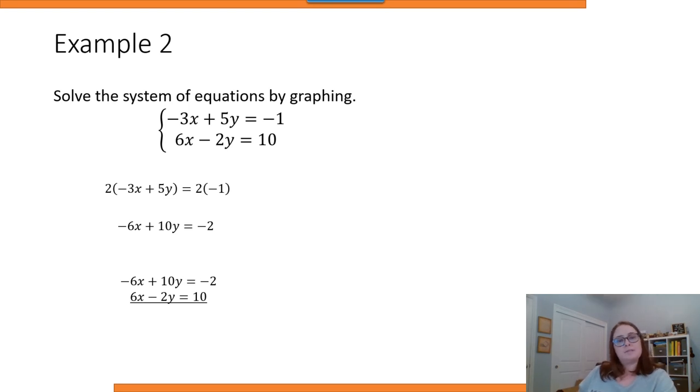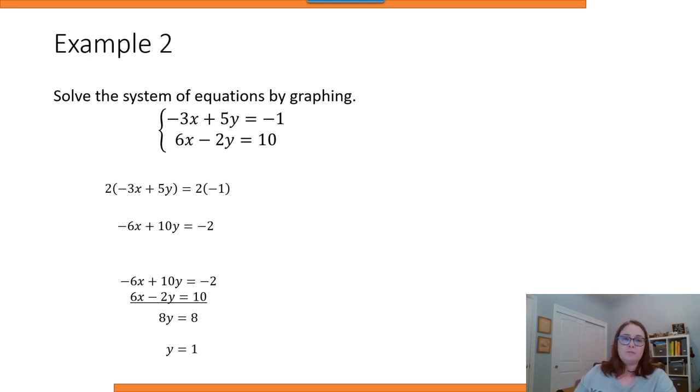All right, so plus 6x minus 2y equals 10. Negative 6x plus 6x cancels out. I end up with 8y, because 10y minus 2y is 8y. And on the right side, negative 2 plus 10 gives me 8. So I eliminated one of the variables so I could solve for the other. And if I just divide by 8, I get y equals 1. The most work usually goes into finding that first solution. From there, it can go pretty quickly.